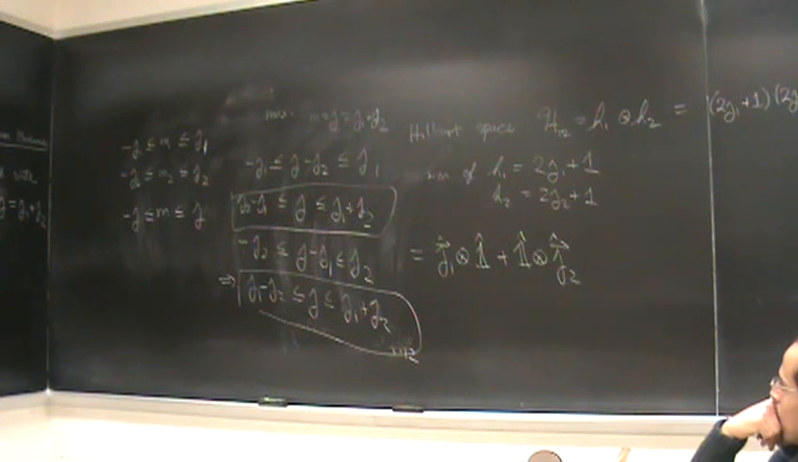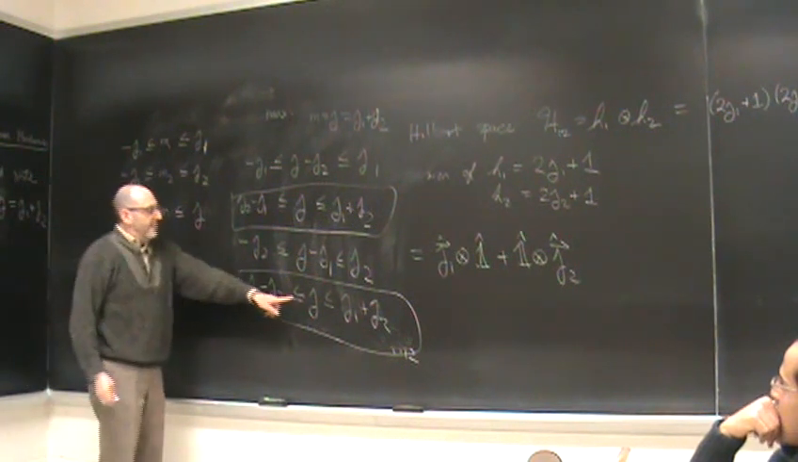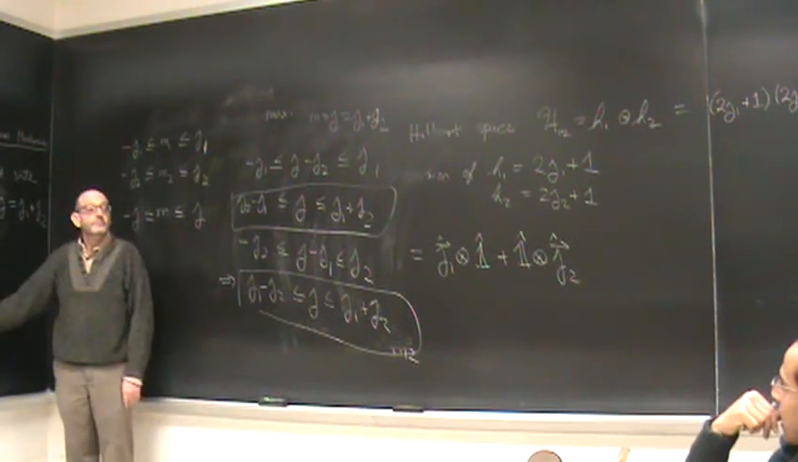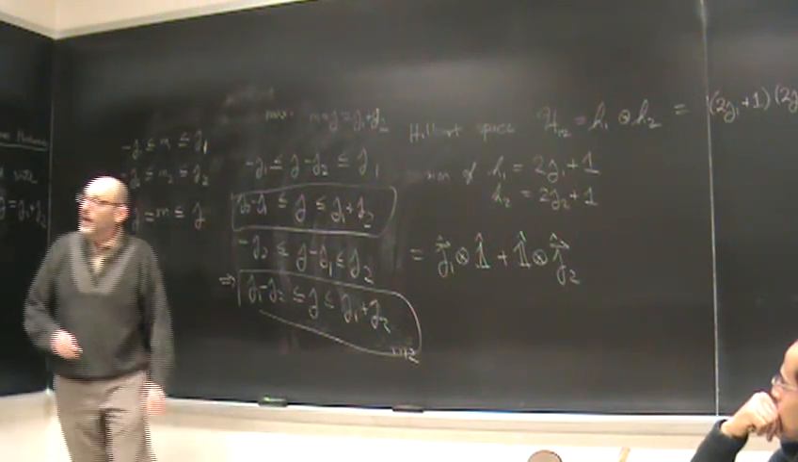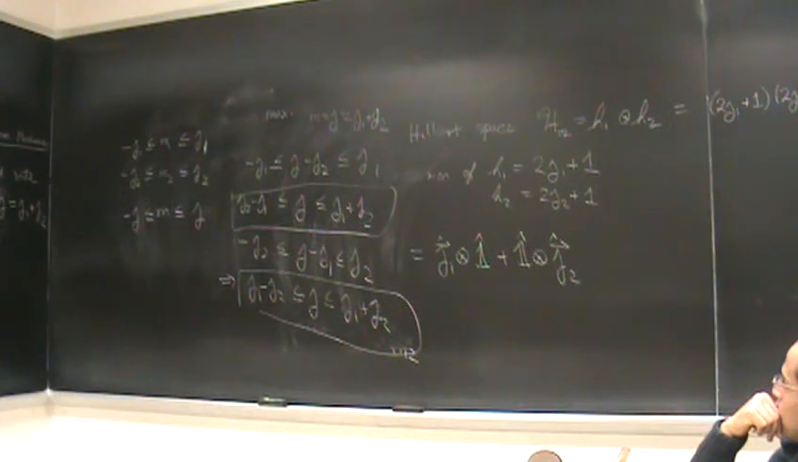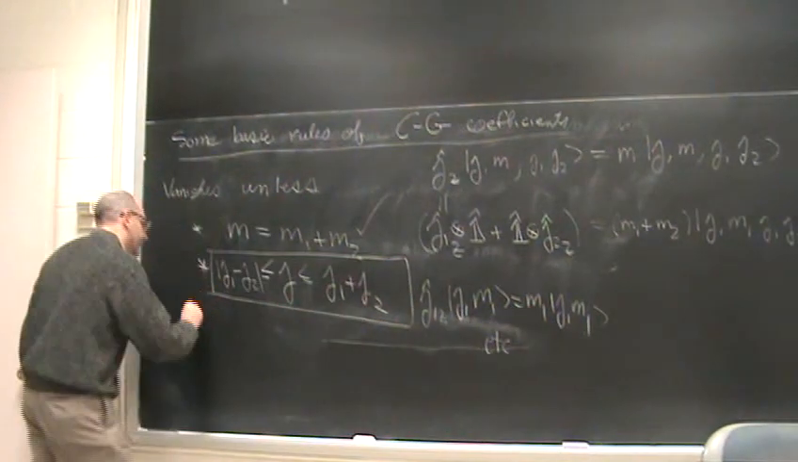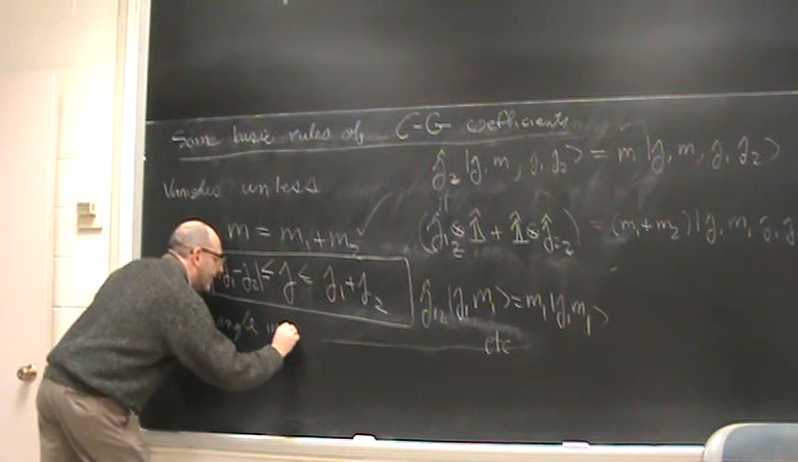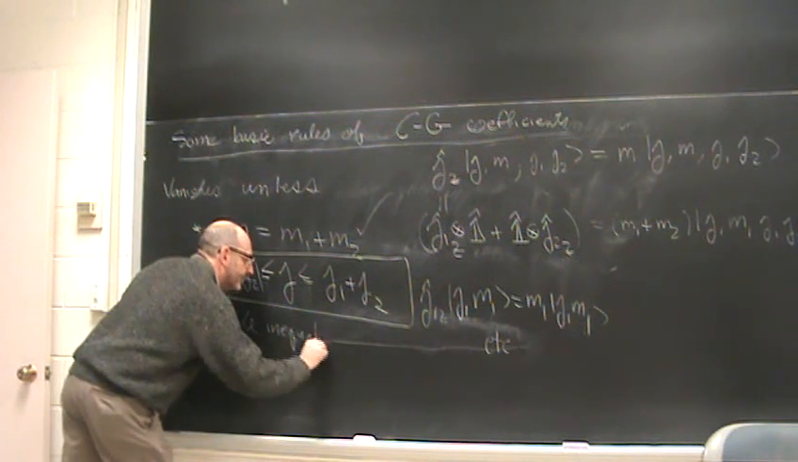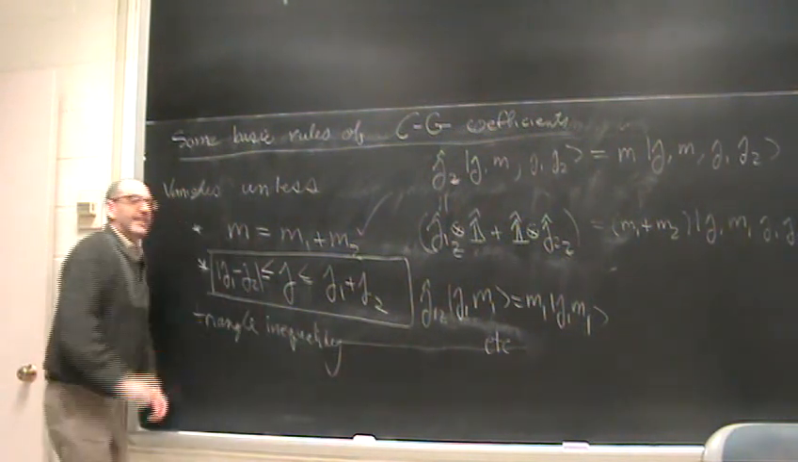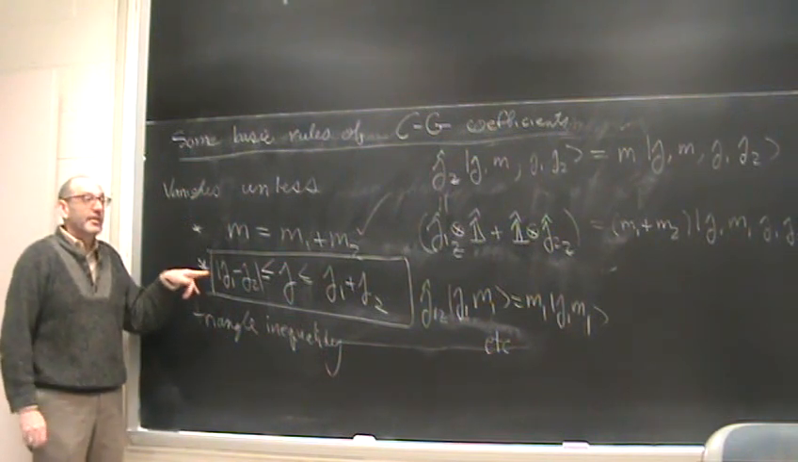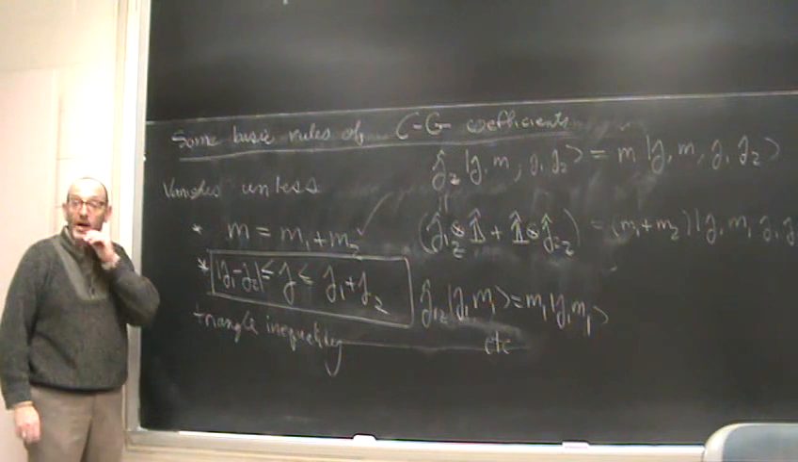Okay? And since J must be a positive number, we have this rule. So the final rule we have for this is this rule. Come back to this board. This is known as the triangle inequality. It's exactly what you would expect classically, but in terms of the magnitude quantum numbers.